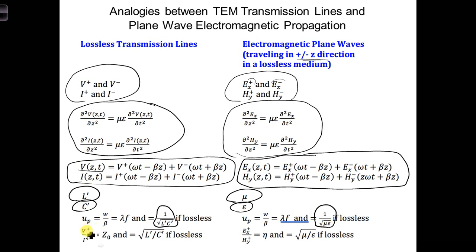And finally, we can relate the voltage and the current amplitudes using Z naught, the characteristic impedance of the transmission line. Now we're going to be able to relate the electric and magnetic field amplitudes using eta, the characteristic impedance of the material. There are a few more things listed in the notes corresponding to this lecture, but those are the main things that I wanted to cover.